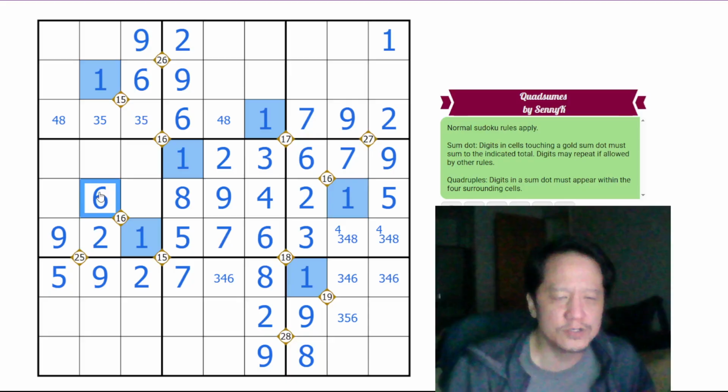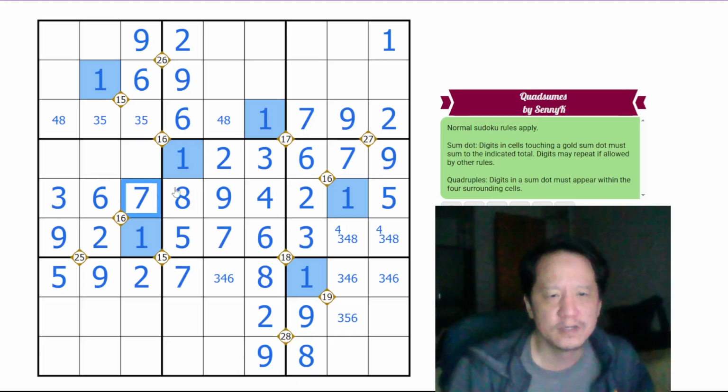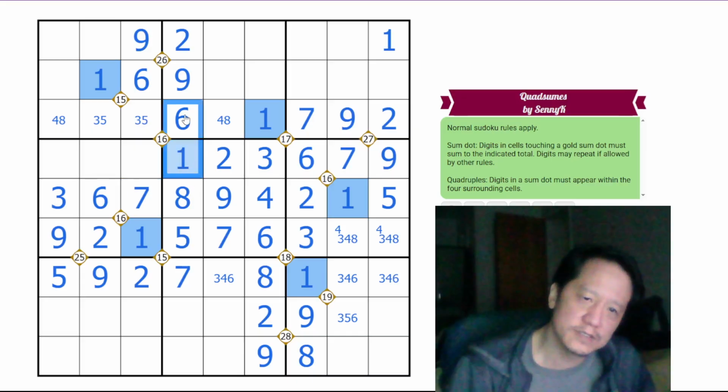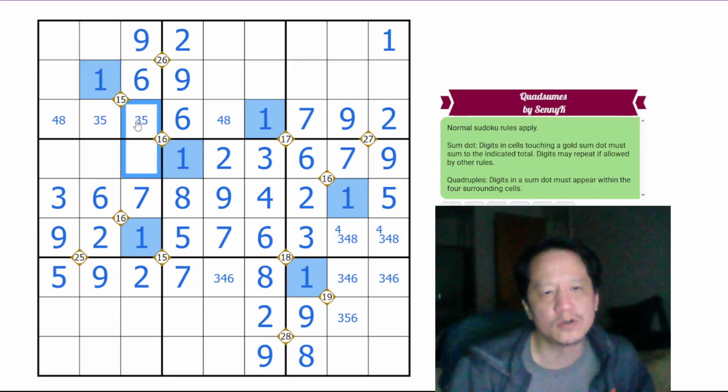This is 1, 2, 6. That's 9 plus 7 adds up to 16. So this is 7, and that makes this a 3. We have 1 and 6, so it cannot be 2 5s anymore here because they are in the same column. So this must be 3.